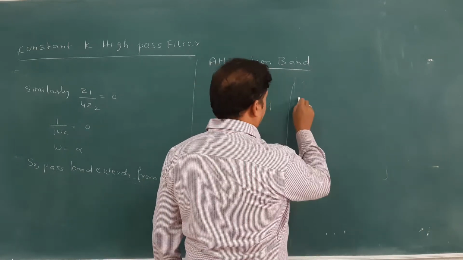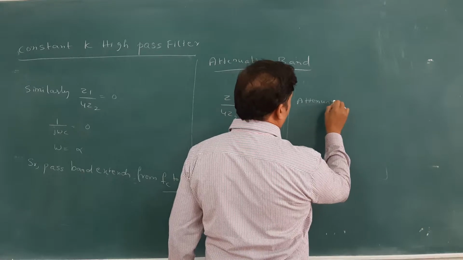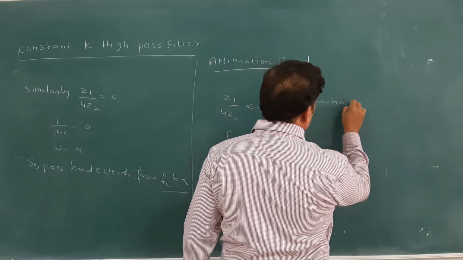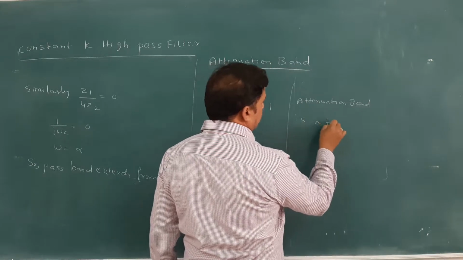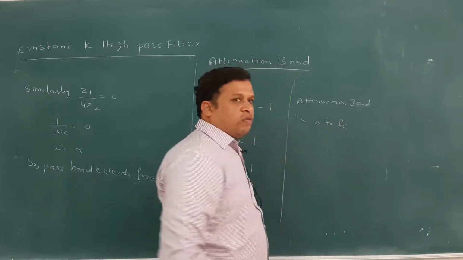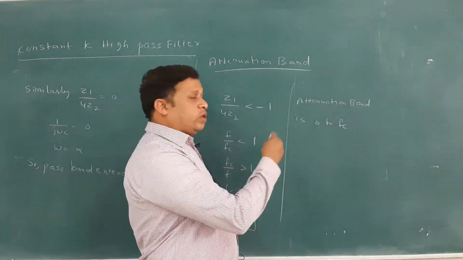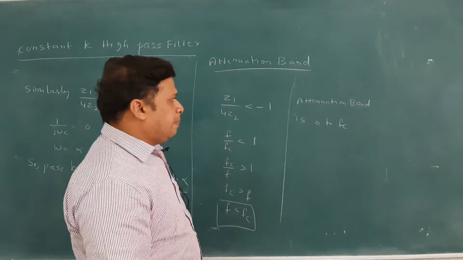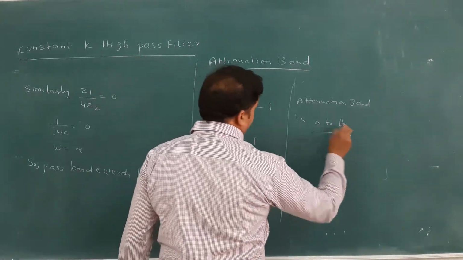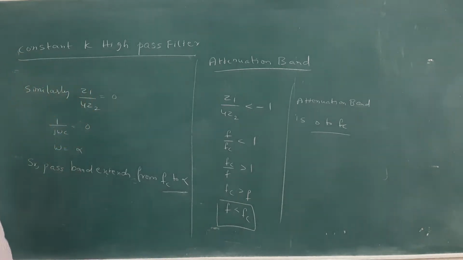So we can write here the attenuation band is 0 to fc, which means the lower frequencies are blocked here and only higher frequencies are allowed. 0 to fc means all the lower frequencies. Now after fc, the pass band will be there, as you have seen in the previous pass band case.